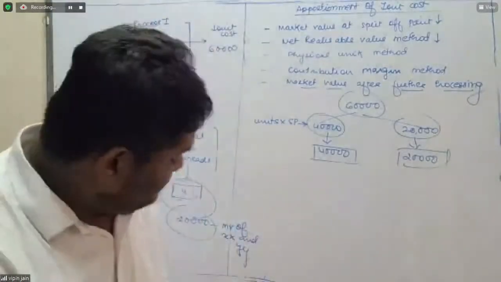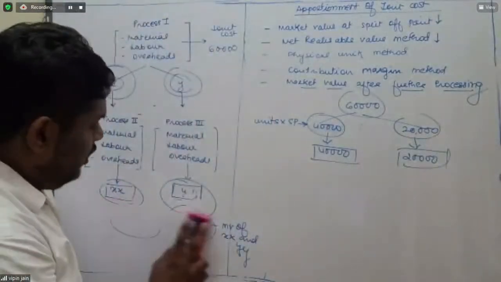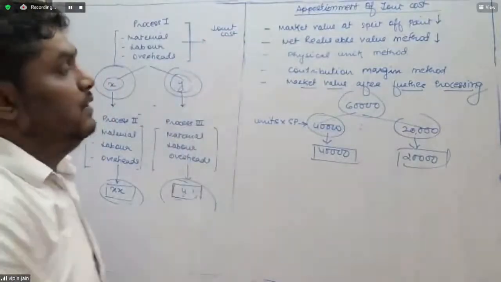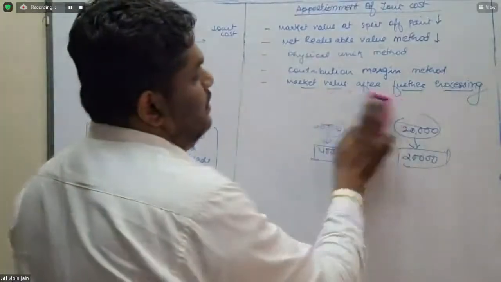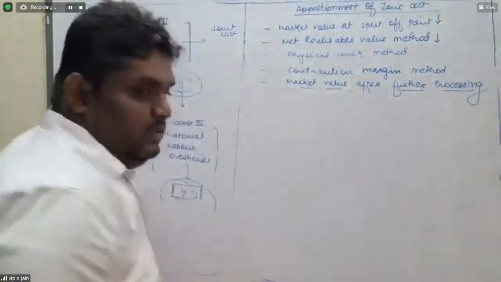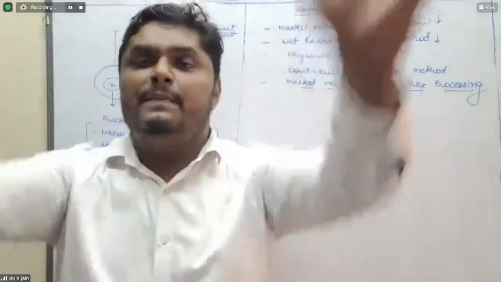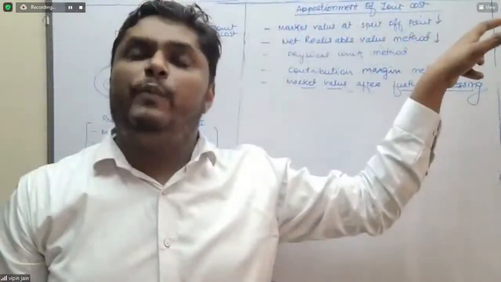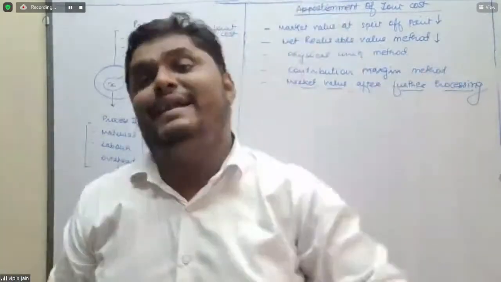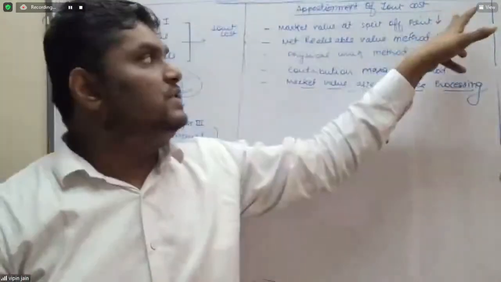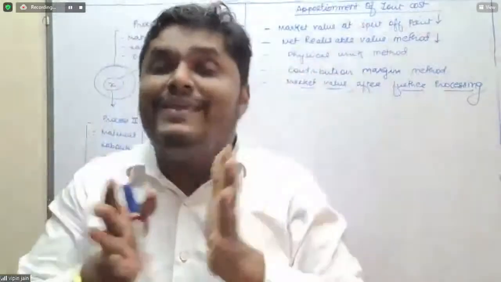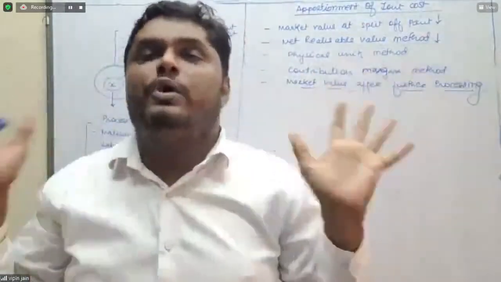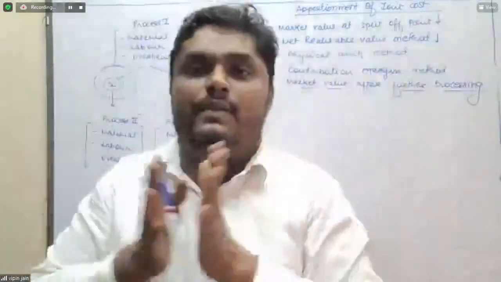Now, this is all about apportionment of joint cost. A final briefing: if the market value at split-off point is given, you have to apportion the joint cost in that ratio only. If it is not given, then check, can we calculate the net realizable value? If yes, then apportion the joint cost in the ratio of net realizable value.